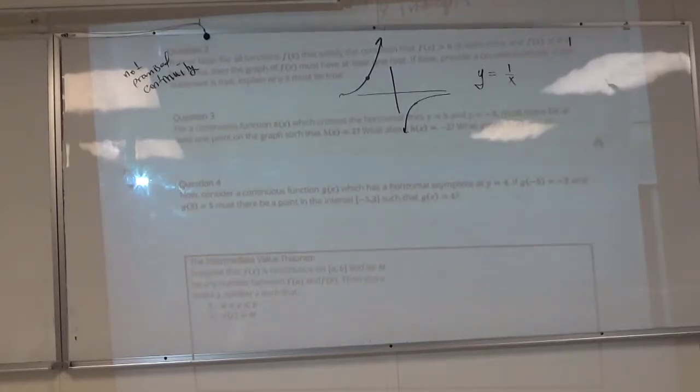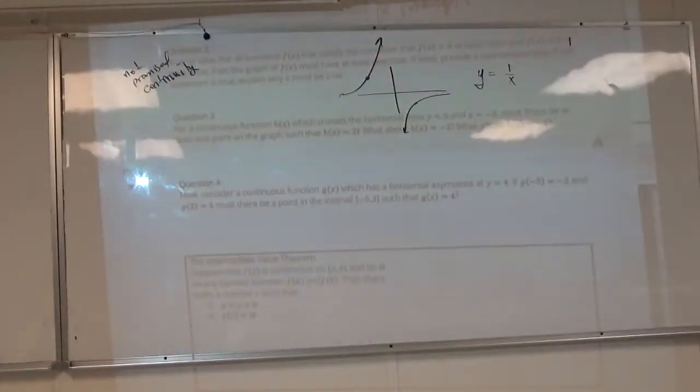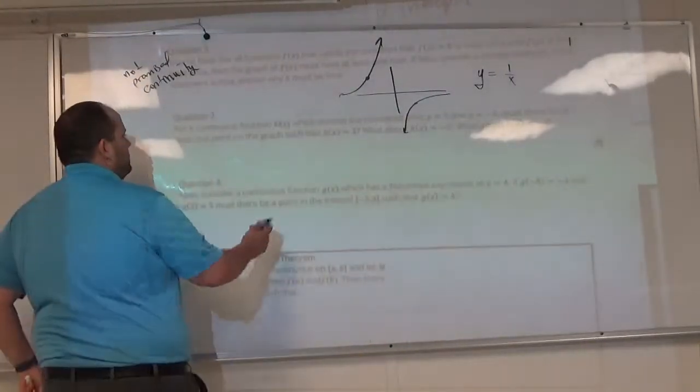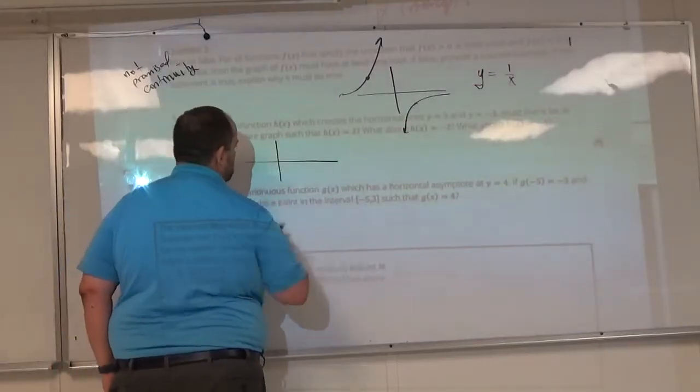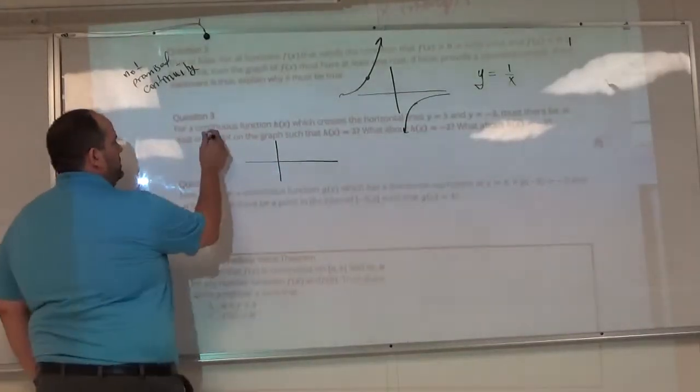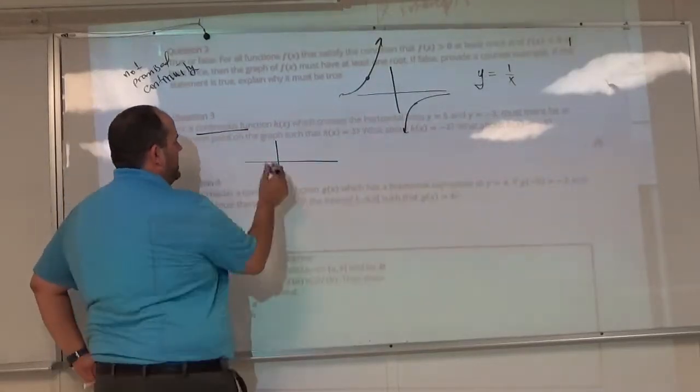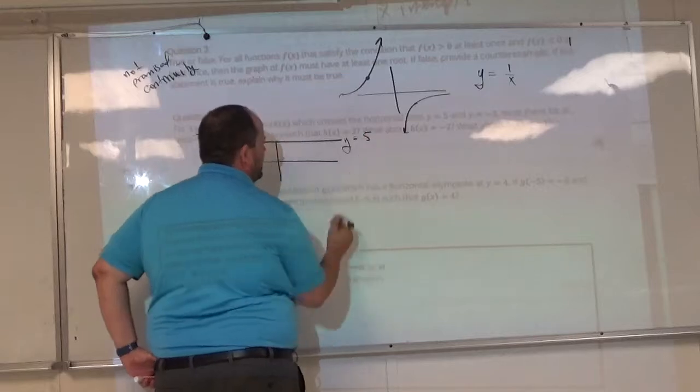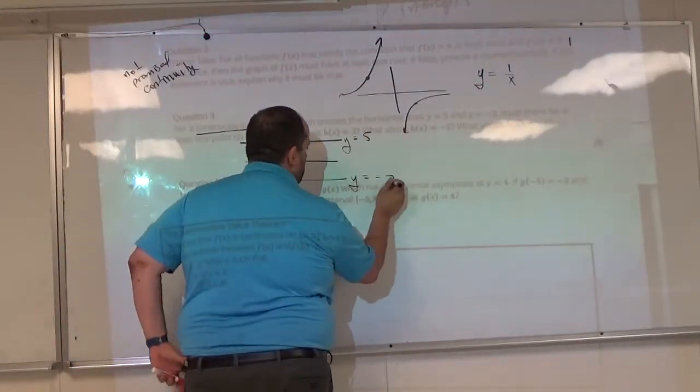And this time. Nice. Now I'm starting to see some graphs coming to life here. What about negative 2? Maybe? We've got a continuous function that crosses the horizontal line y equals 5, just for some dramatic effect. I'm going to add the lines there, y equals 5, y equals -3.